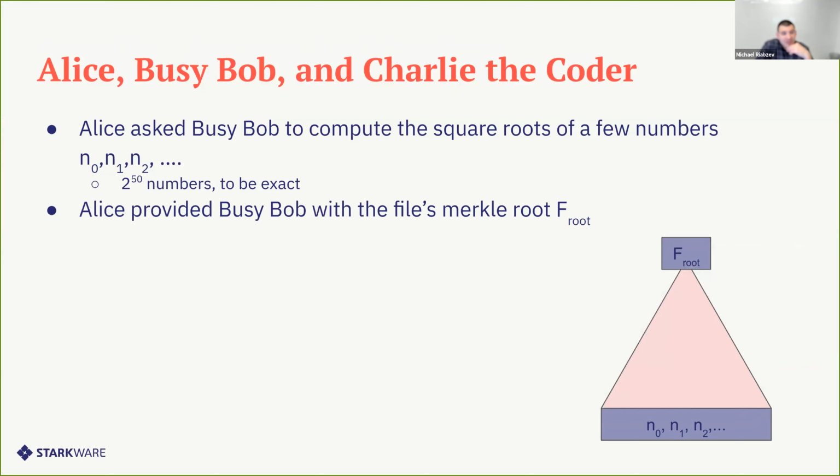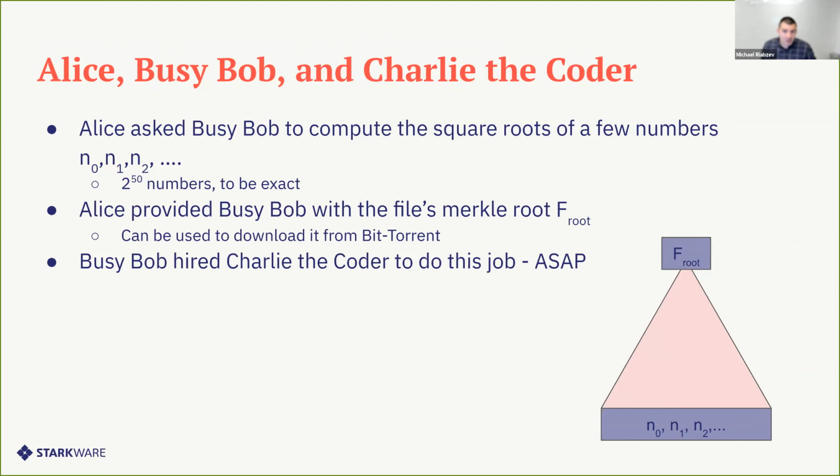So Alice doesn't even provide Bob the numbers explicitly because it's a lot of numbers. She just provides him with a Merkle root of those numbers. And Bob can use this Merkle root to download them, for example, from BitTorrent. BitTorrent uses Merkle roots to verify the consistency of all the slices, so Bob can use it as well. But Bob is very busy and doesn't even have time to download this file. So Bob hires Charlie the coder to help him compute the square roots.